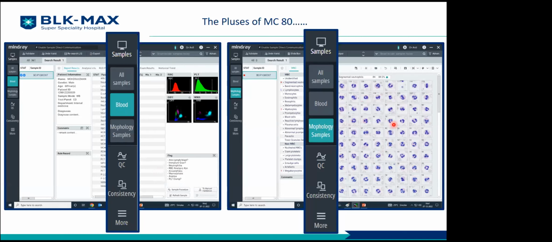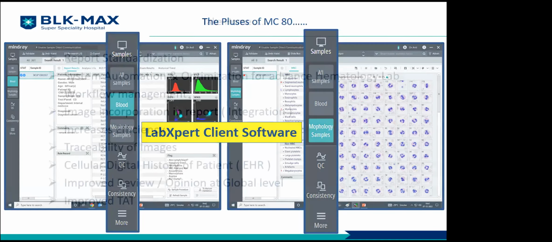So currently, if I look at it from my standpoint, I think the best part of this MCAT experience has been the Lab Expert client software, which allows me to look at both things parallelly, which generally is not the case with the majority of the other vendors in the system.